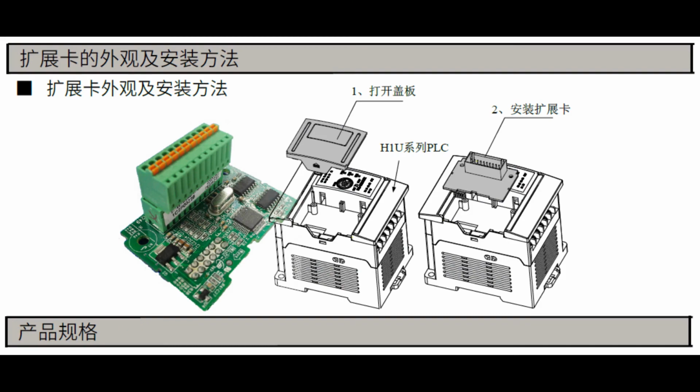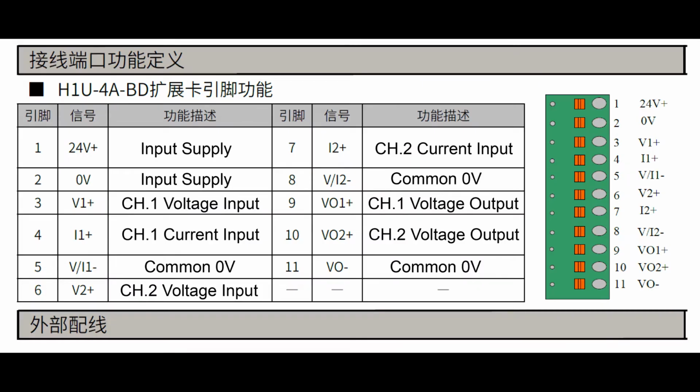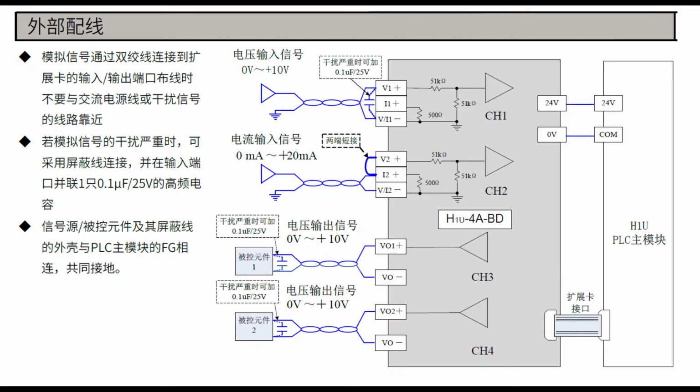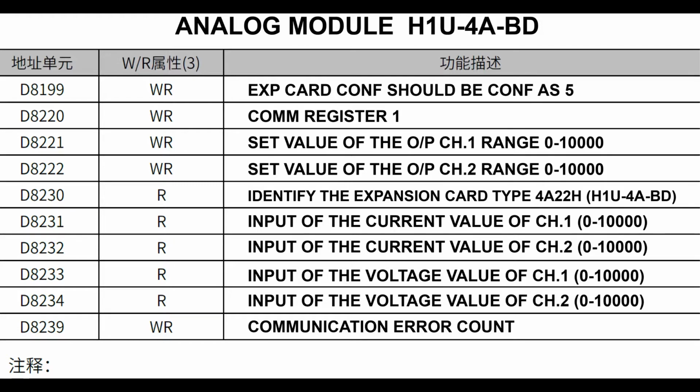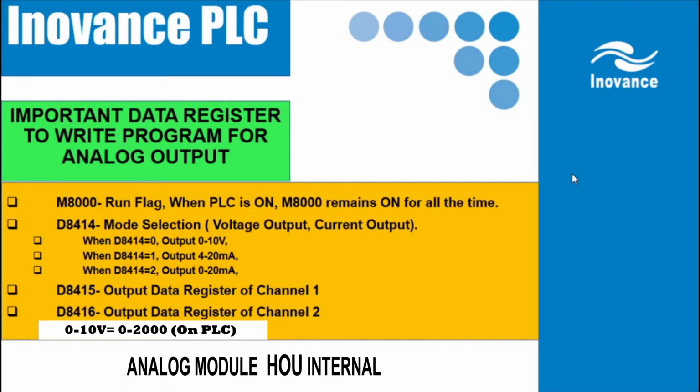In this episode, I will show you reading and writing an analog input and output. Analog output can be 0 to 10 volt, 0 to 20 milliampere, or 4 to 20 milliampere. Before making a program, you have to learn or memorize some important data registers.